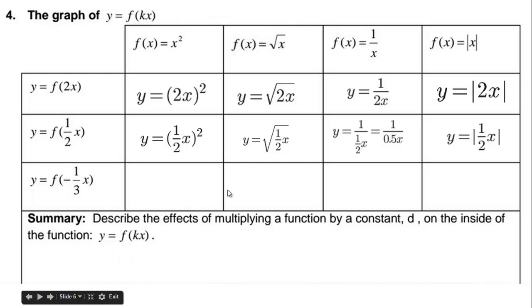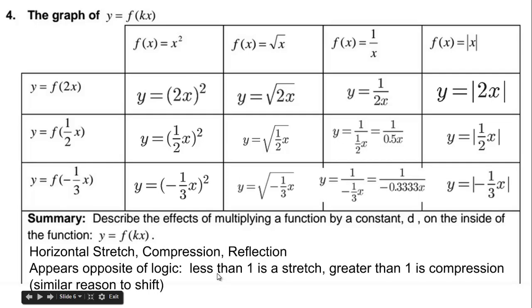we're just looking at the horizontals. They actually seem opposite of logic. Just like the horizontal shifts were opposite of logic, these ones are too. And so horizontal stretch, compression, reflection, it appears opposite of logic. Less than 1 is actually a stretch, like a half is a stretch, because we're halving the inputs. We need double the size to begin with. Greater than 1 is a compression, and so 2 is actually a compression because we're doubling the inputs, so we need half the size to begin with. And it's the same reason as a shift. And then this guy will be the horizontal reflection.